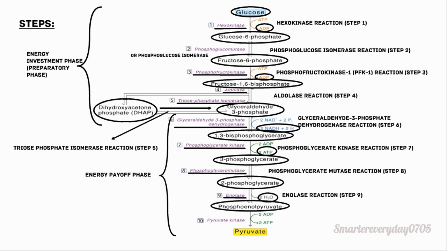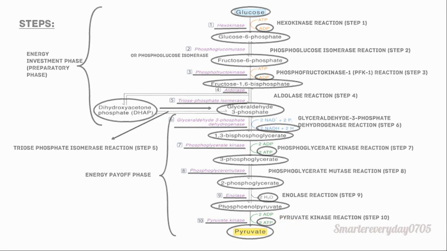Step 10. Pyruvate kinase reaction. Here, PEP is converted to pyruvate. Pyruvate kinase is the enzyme helping for this. Here, ADP is also converted to ATP. This is the final step, generating another ATP molecule and producing pyruvate.